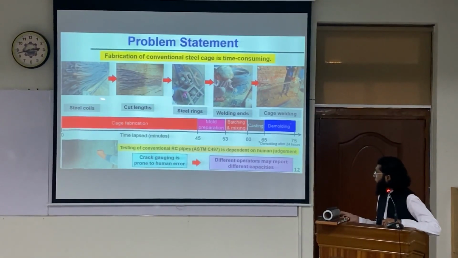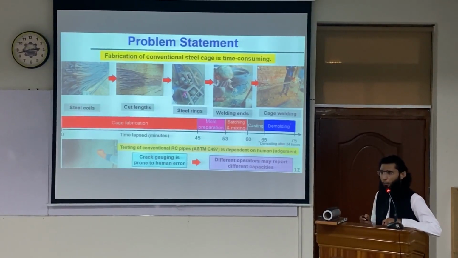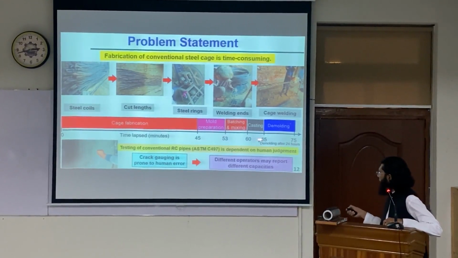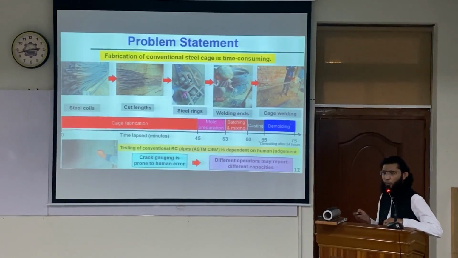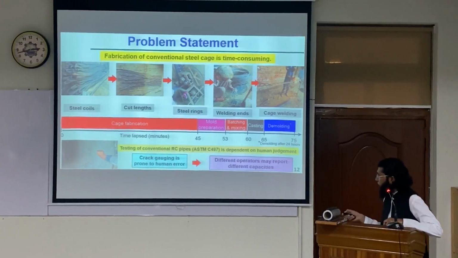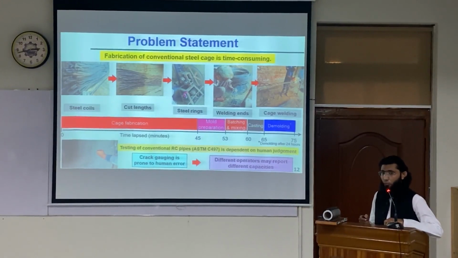to make the cage stable. Now this is a production timeline of a typical 300 millimeter diameter pipe. This is the time lapse in minutes, and these are different activities to produce the pipe. As can be seen, this cage fabrication takes a significant amount of time, and if this can be eliminated using any alternate reinforcement, the production efficiency can be significantly enhanced.